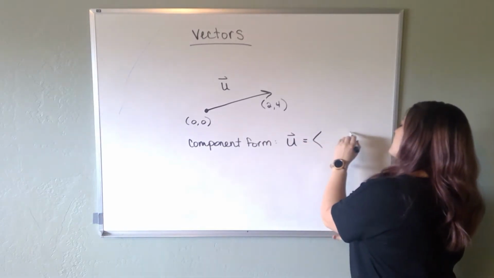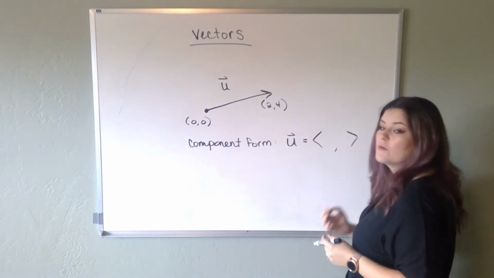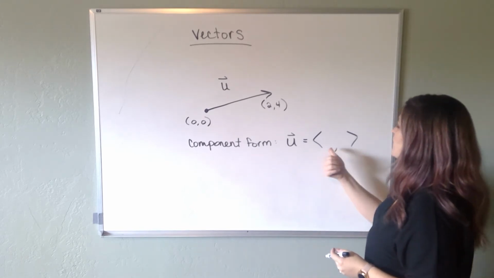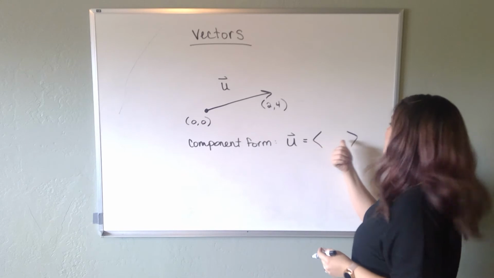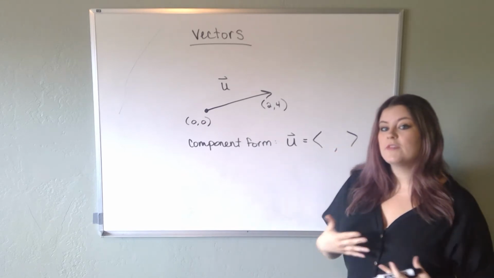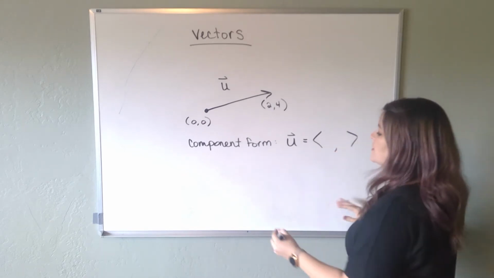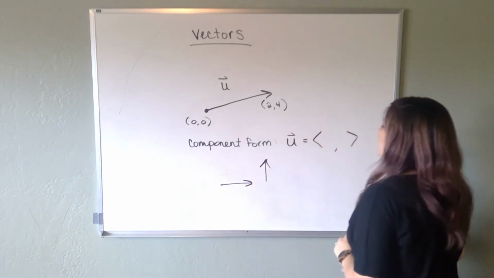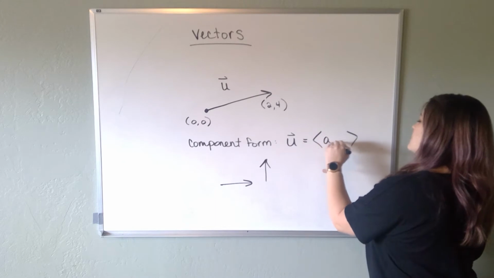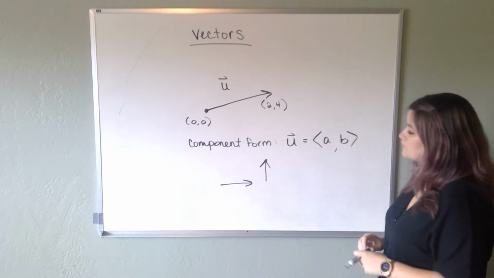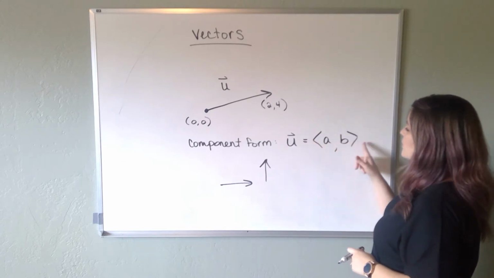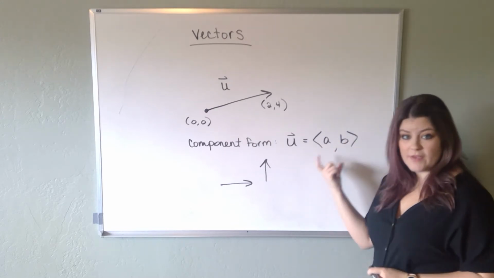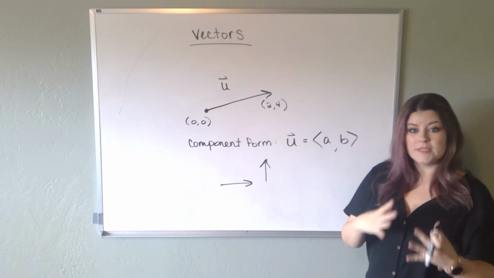So the component form of a vector actually looks like another ordered pair, but it's not an ordered pair. It talks about the left-right component and the up and down component of the vector. So these are what we call components. So we have a horizontal component and a vertical component. Let's use A and B. You guys notice the pointy brackets? That's something that tells us we're talking about components of a vector and not just ordered pairs with parentheses.